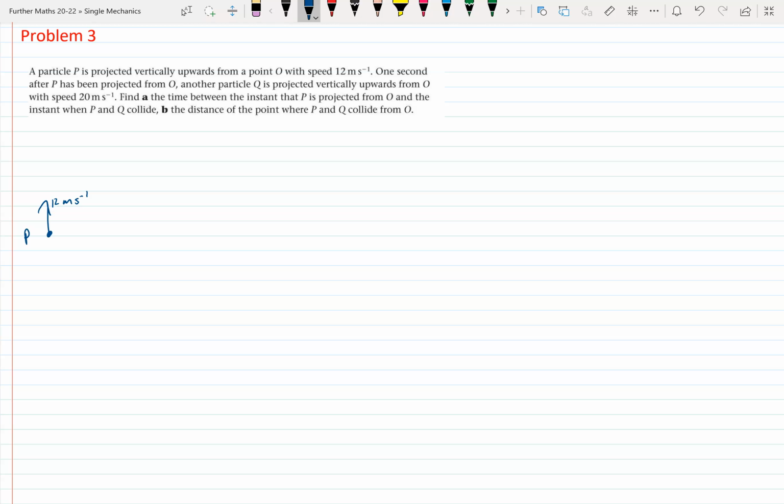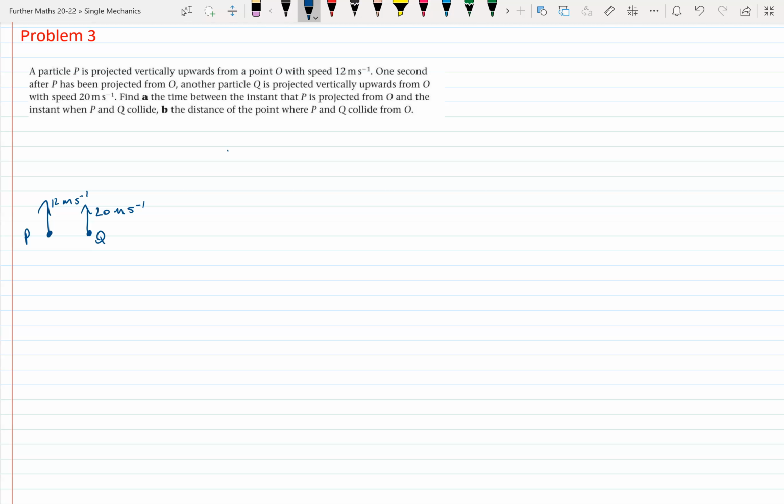Okay, and 1 second after P has been projected from O, another particle Q is projected vertically upwards with speed 20 meters per second. I'm drawing it next to it because I can't draw them on the same thing, but they're actually in the same position. Okay, and we want to find the time it takes for them to collide, and the distance of the point where P and Q will collide, and they're taking off at different times.